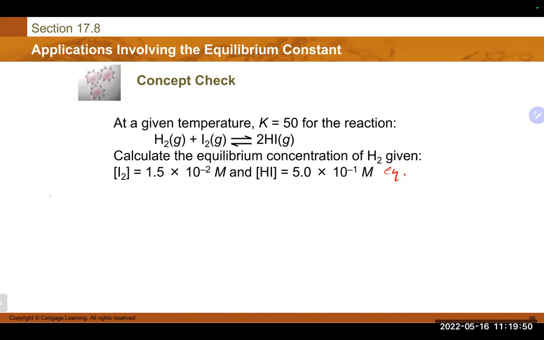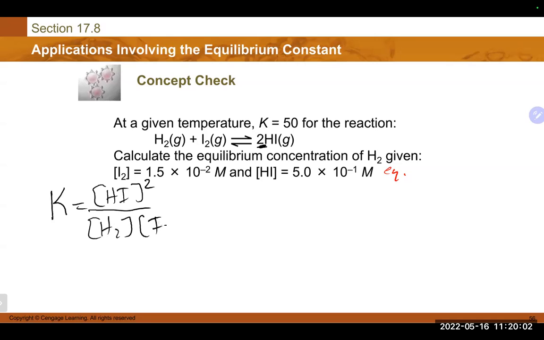We want to start with the equilibrium expression, which once again is our products, which in this case would be HI. We do need to square it because of the two that is there. We're going to divide it by the concentration of H2 and the concentration of I2. And that actually in this case will equal 50. In this case, we are given everything but the H2. So we're going to multiply the H2 to the other side and divide by the 50.